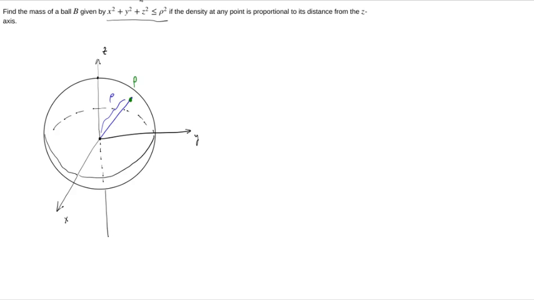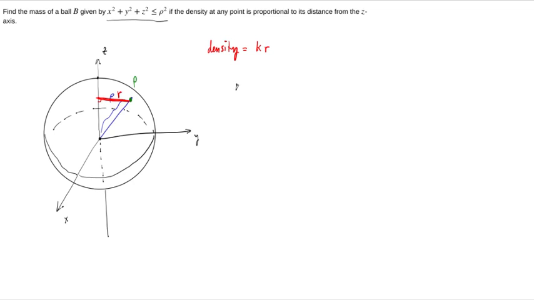The density of the ball at this point is proportional to the distance from the z-axis. And of course, in cylindrical coordinates, the length of that distance, that's our r. Okay, so that means that our density function, which is also called rho usually, so this is a little confusing, but the density function in this case is going to be some constant times r, where r is the cylindrical coordinate of that point, so the radius in cylindrical coordinates.